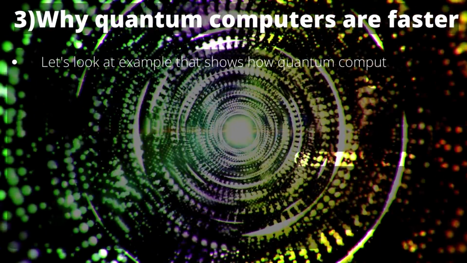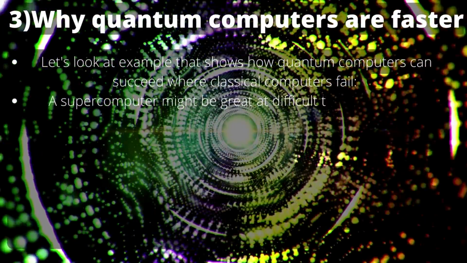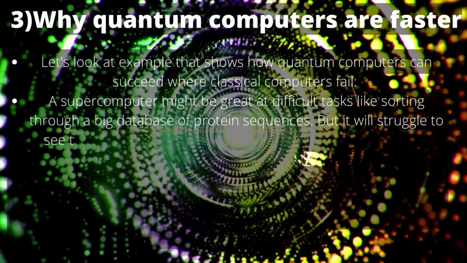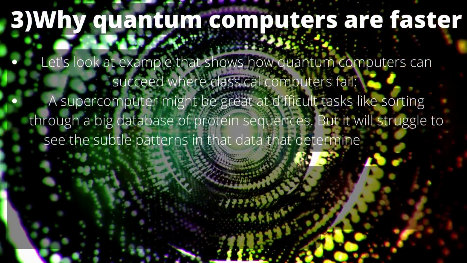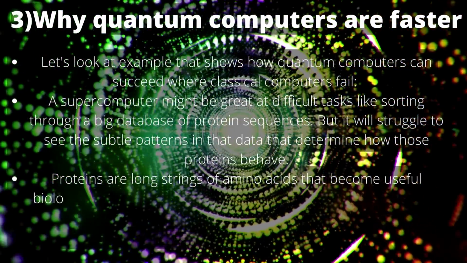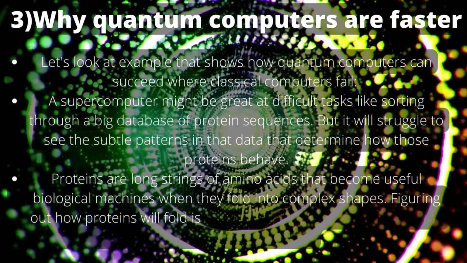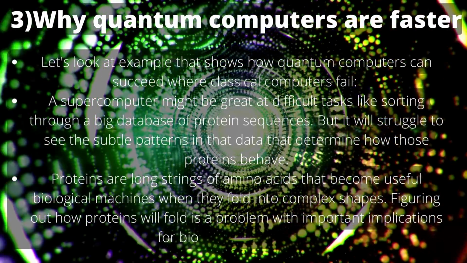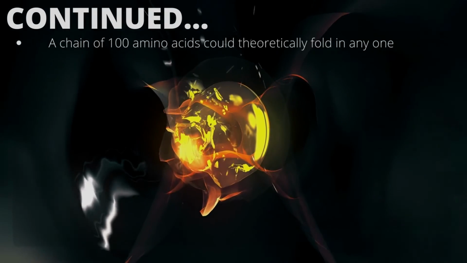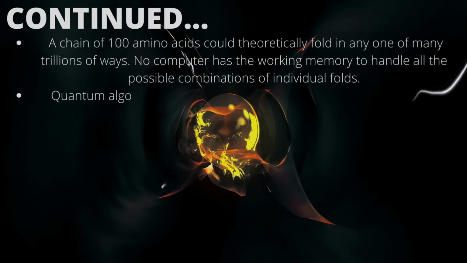Why are quantum computers faster? Let's look at an example that shows how a quantum computer can succeed where a classical computer fails. A supercomputer might be given a different task, like sorting through a big database of protein sequences, but it will struggle to see the subtle patterns in those proteins. Proteins are long strings of amino acids that become useful biological machines when they fall into complex shapes. A chain of 100 amino acids could theoretically fall in any one of many trillions of ways.